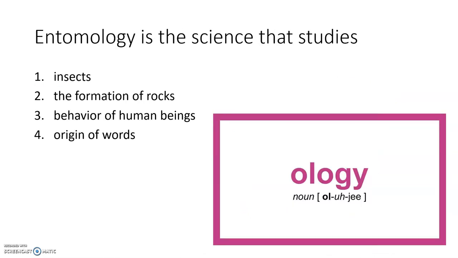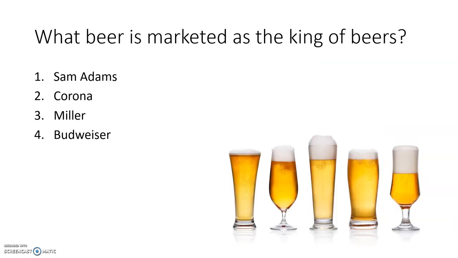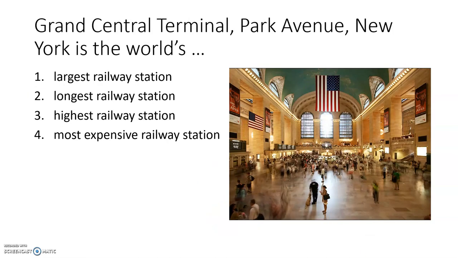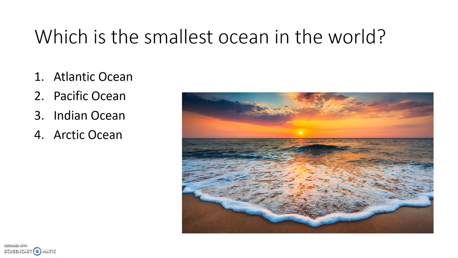Skin. Entomology is the science that studies insects. Exposure to sunlight helps a person improve his or her health because the ultraviolet rays convert skin oil into vitamin D. What beer is marketed as the king of beers? Budweiser. How many toes does a dog have? 16. Grand Central Terminal, Park Avenue, New York is the world's largest railway. This longitude line forms the great circle that divides the Earth into two hemispheres. Equator. Which is the smallest ocean in the world? The Indian Ocean.